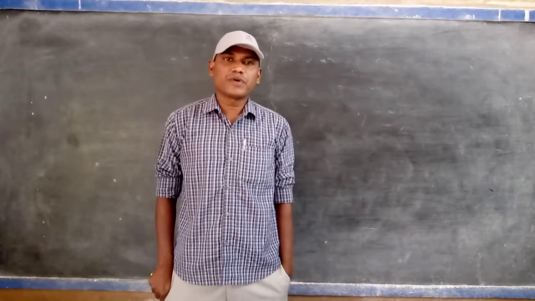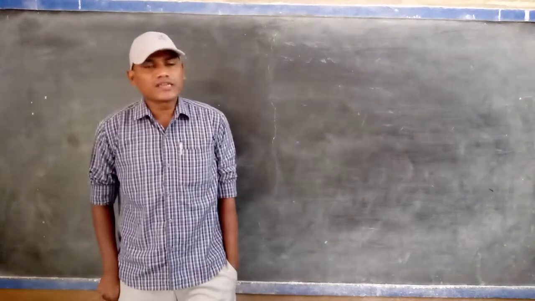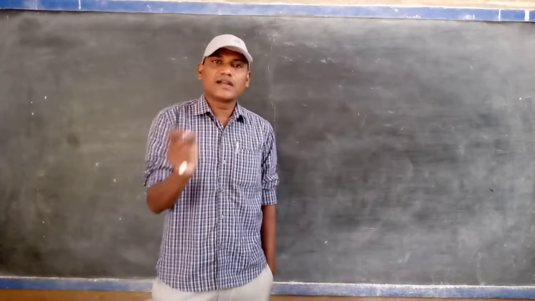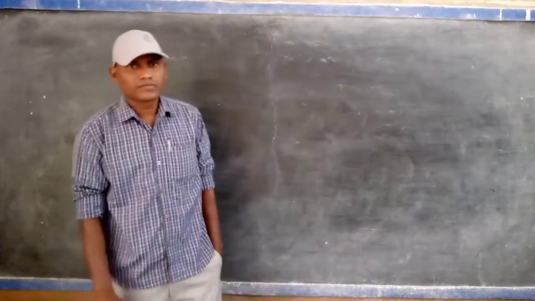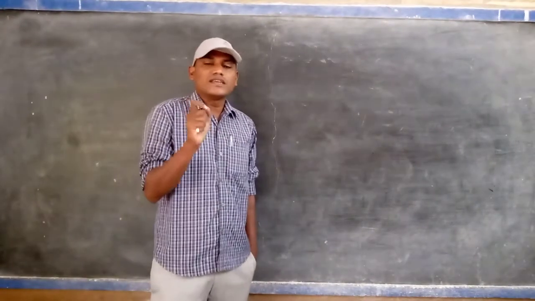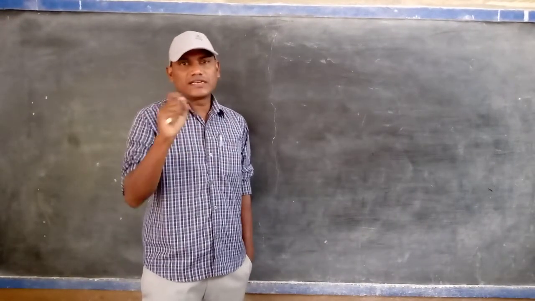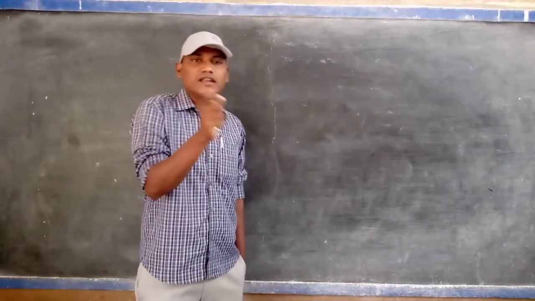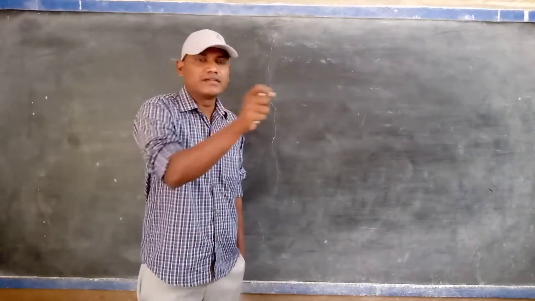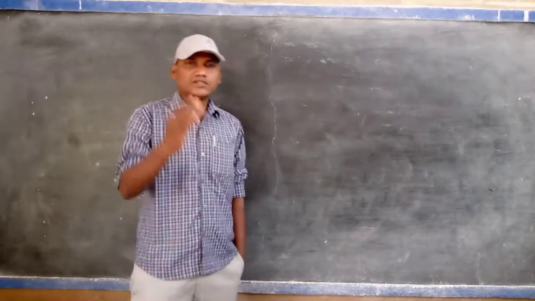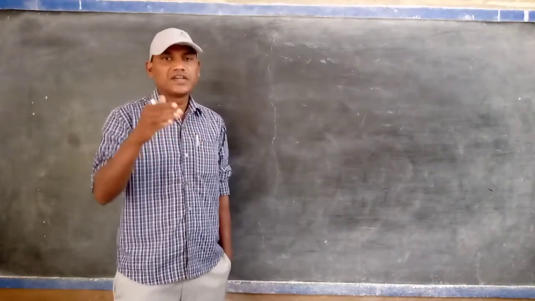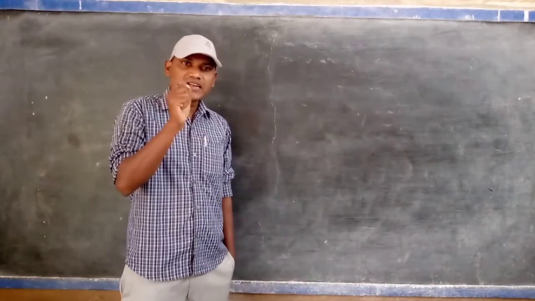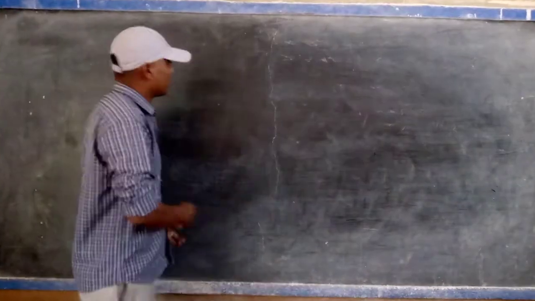Today, in this video, I would like to explain what drift velocity is and what the relation between drift velocity and current is. These two topics are mostly discussed in this video from the chapter on electric current at 10th standard level.